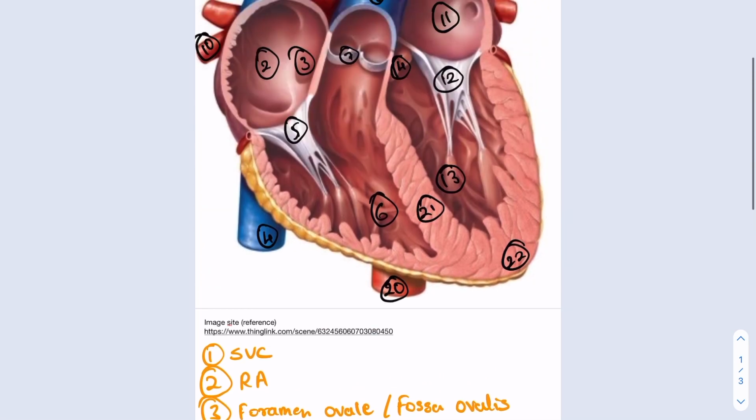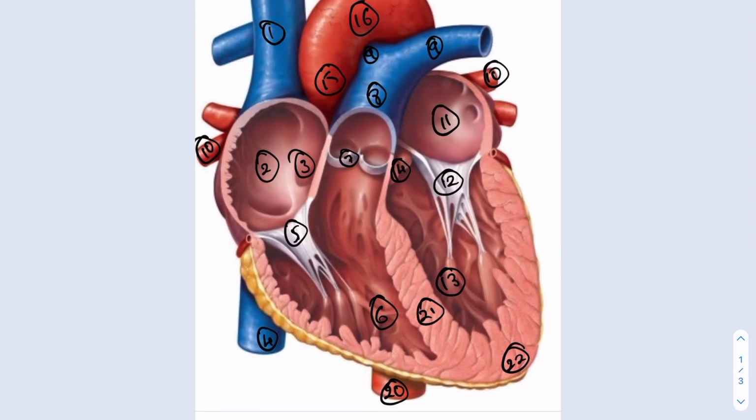Number six is right ventricle. Right ventricle basically receives blood from the right atrium through the tricuspid valve. Right ventricle and left ventricle both contract during systole of the ventricles.